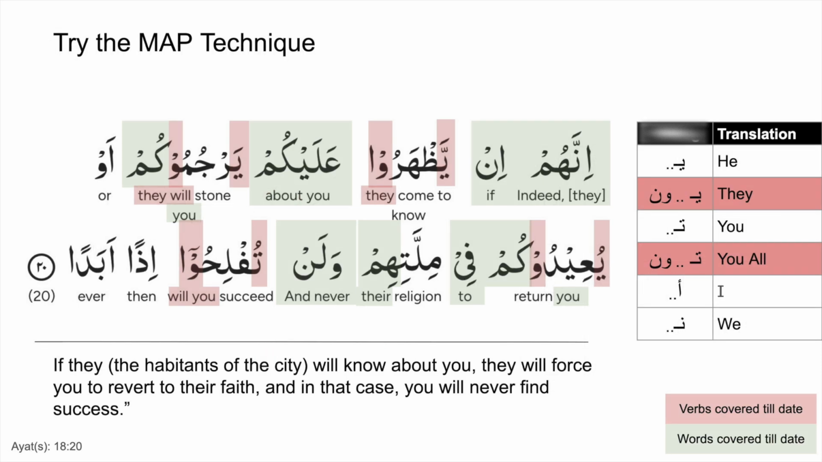We will go through a few more ayats and reinforce recognition.